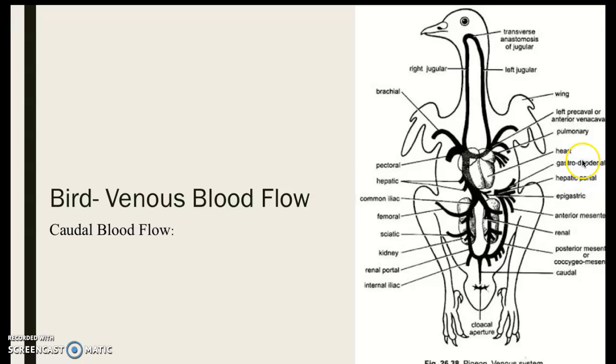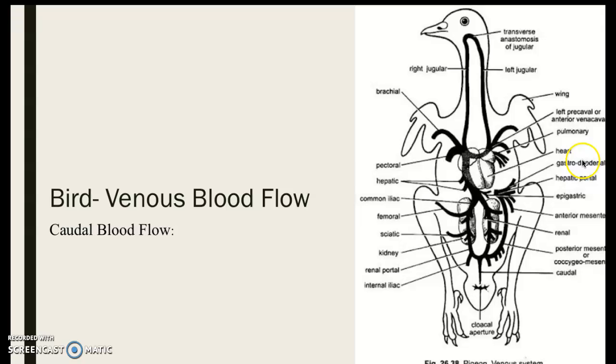This is the internal iliac, the caudal vein. Here's another internal iliac on the other side. And then from there, the left renal portal vein branches into the posterior mesenteric, carrying blood from the intestines.